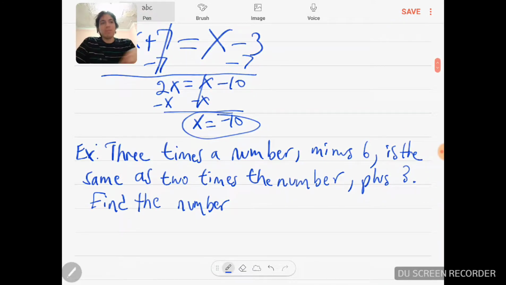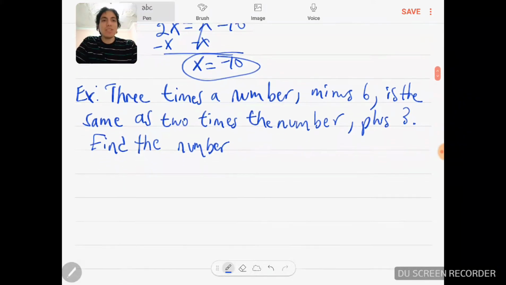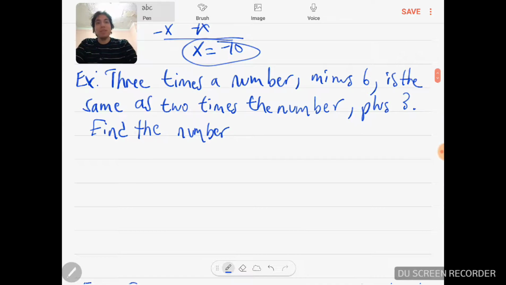3 times a number minus 6 is the same as 2 times the number plus 3. Find the number. One more time. 3 times a number minus 6 is the same as 2 times the number plus 3. Find the number. So we know something's being multiplied by 3, minus 6, the word "is" means equal, the same as 2.